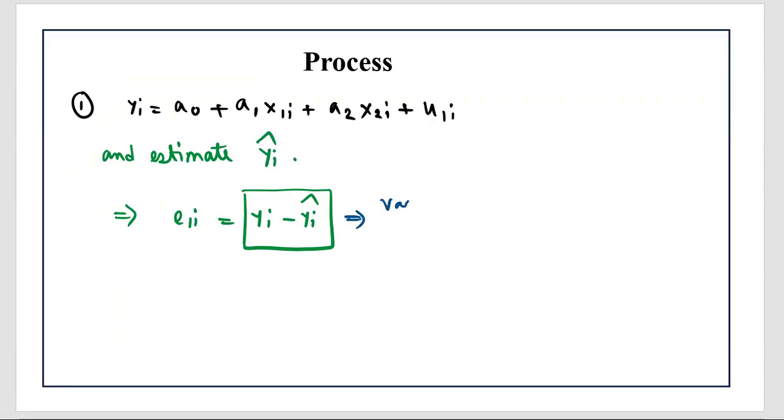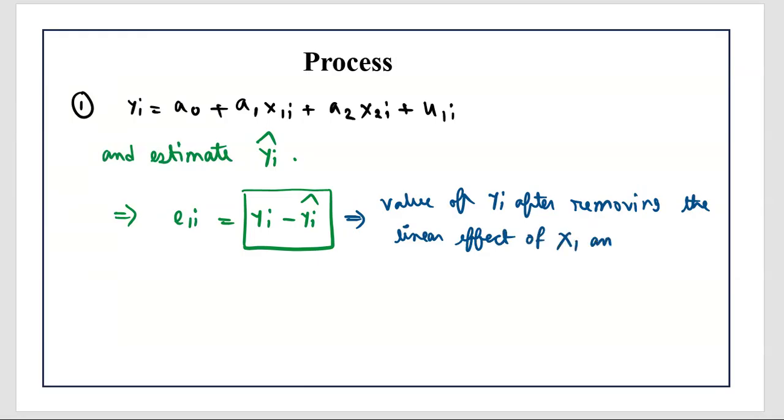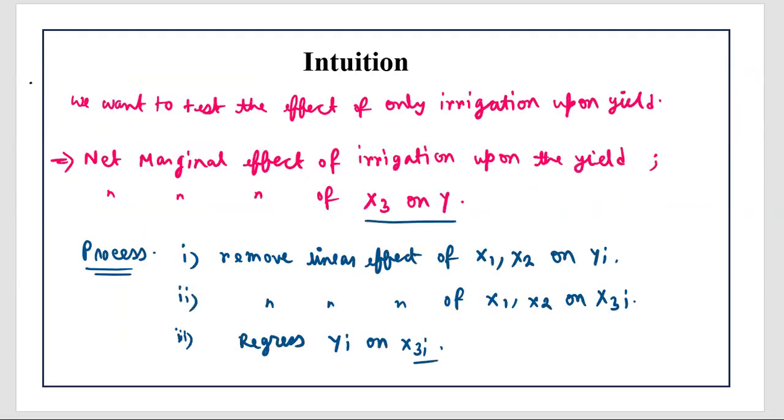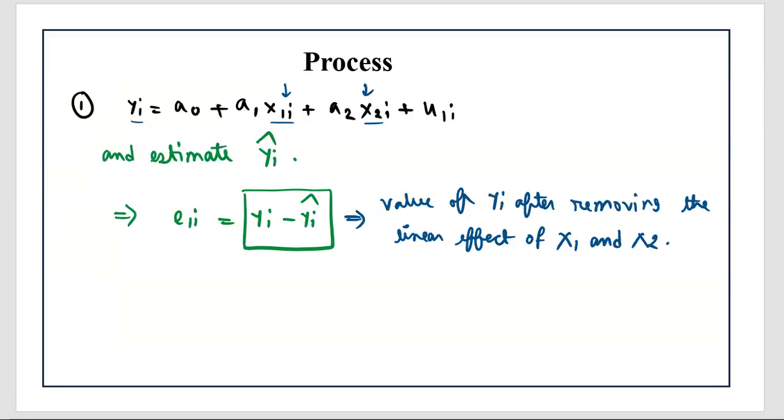What does this E1i represent? It will represent the value of yi after removing the linear effect of x1 and x2. So what we are doing is that we are regressing yi on x1i and x2i. So if you predict this value yi cap, this value will give you the total variation of y which is explained by these two explanatory variables x1 and x2, which we don't need for finding out the effect of irrigation on yield of crop, right? So we basically need the effect of x3 on y, to segregate this effect from the other explanatory variables. We have to find out this particular thing.